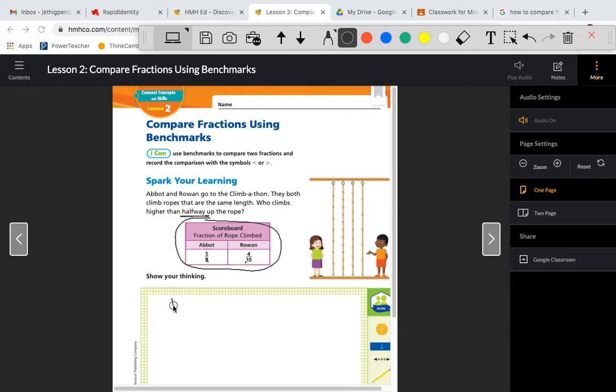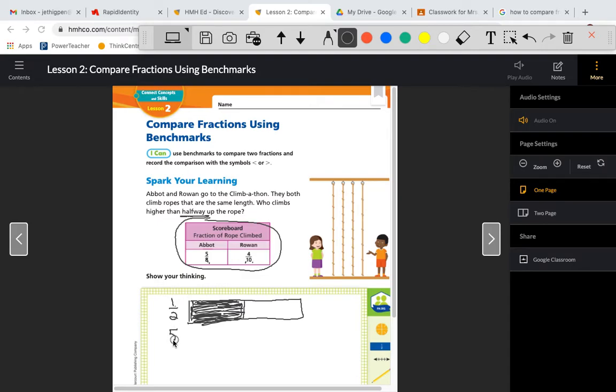So first, we're going to draw a model that shows 1/2. We're going to break it into two equal parts, and then we're going to shade one of those parts. This shows 1/2. So this is our benchmark. Now we're going to use this benchmark to help us compare the other two fractions.